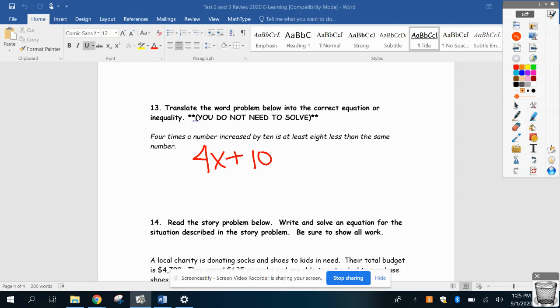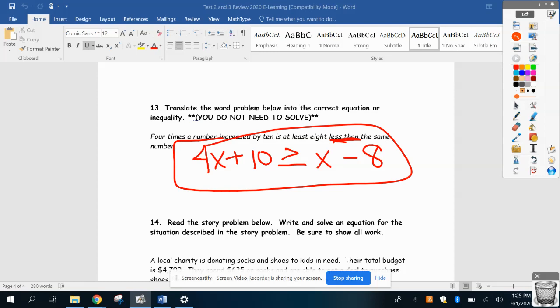Is at least, remember, at least is sort of backwards. It's not this. So at least makes us think less than or equal to, but if it's at least, it has to be more than that. Okay, so at least 8 less than. Remember, less than tells us to subtract, but also to change the order. So we need that 8 to be at the end. The same number says just choose the same variable. So you don't need to solve it. You just need this.